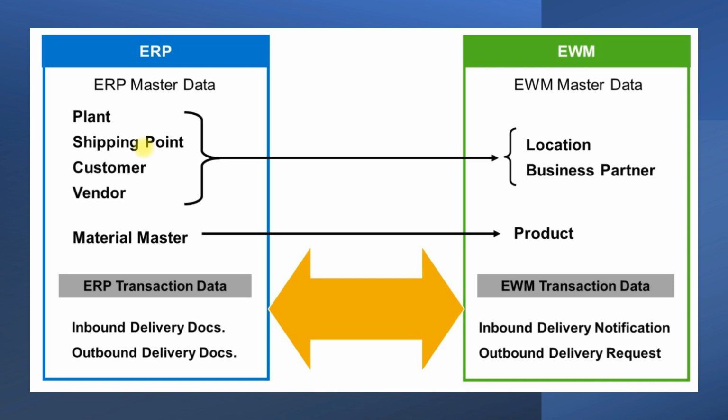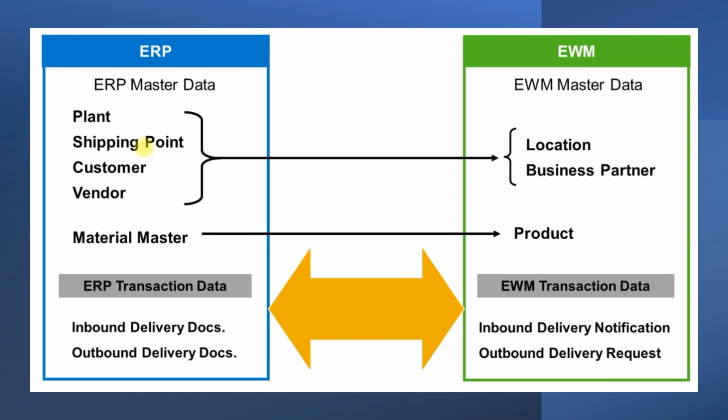Now here you can see the master data in ERP and the master data in the EWM system. Plant, shipping point, customer and vendor are the master data of ERP, which will be moved to the EWM, where they will use location and business partner. So your customer and vendor will become a business partner, plant and shipping point will become a location. Your material master will become a product master in the EWM system.